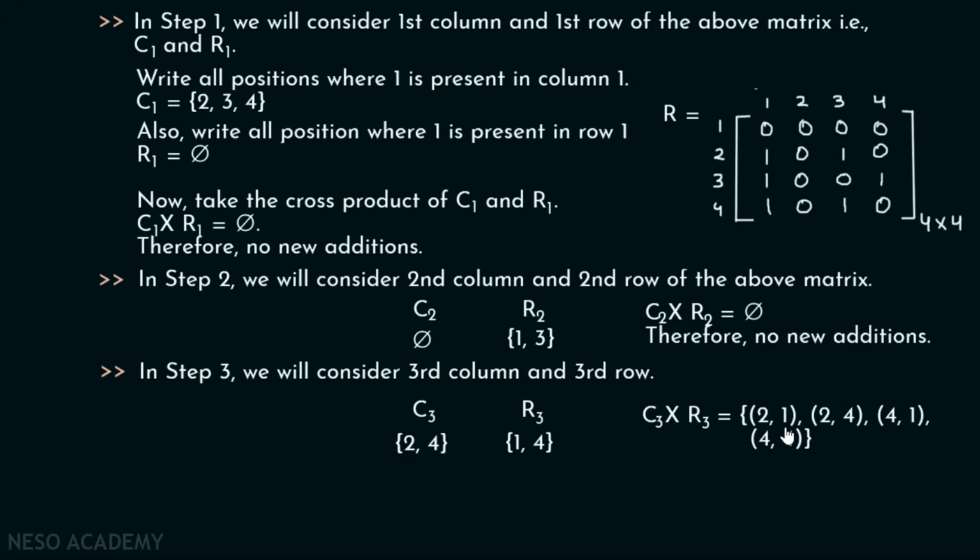Actually, what we have to do now, according to Warshall's algorithm, we have to place 1 in these positions. This means in position 2, 1, that is in this particular position, you have to place 1. Already 1 is present over here. In position 2, 4, you have to place 1. In position 4, 1, you have to place 1. 1 is already present. In position 4, 4 also you have to place 1.